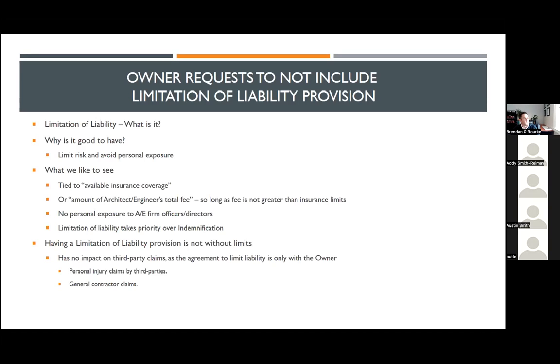The limitation of liability is not endless. It does not have impact on direct claims made against you by third parties, since your agreement is only with the owner, and the bargain for limitation of liability is only with the owner. If a third party sues you directly outside of the contract, the limitation of liability won't apply. There's an argument, and we would make the argument, that it does apply, but there's no certainty that it actually does apply.